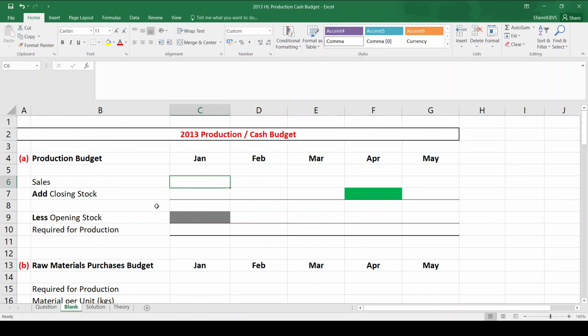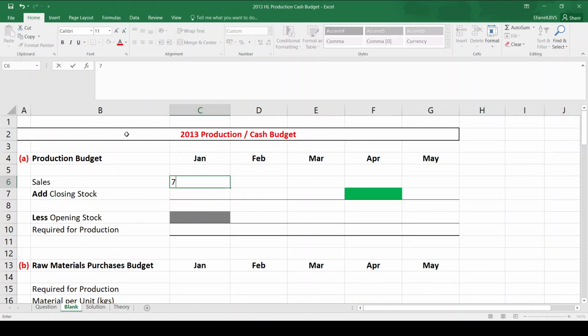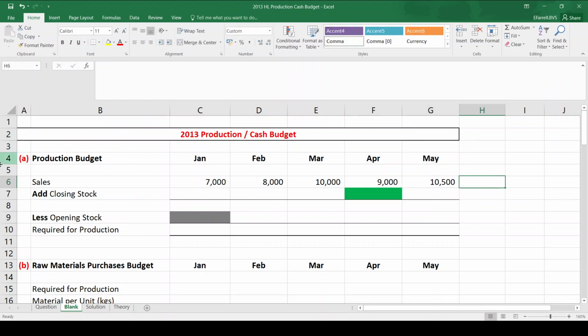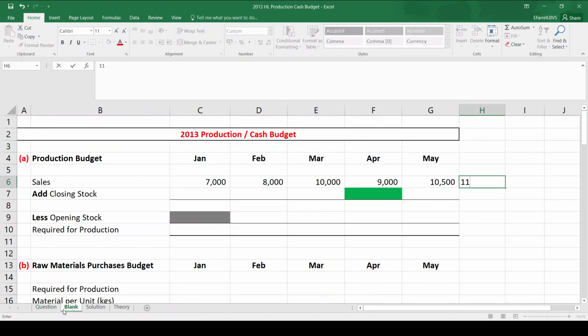So to start off anyway, we are just going to take the sales figures from the question, so the units. And again, we're working in units here in part A, not materials, in units. So I can see January sales were 7,000 units, February 8,000, March 10,000, April 9,000, May 10,500, and we don't need a column for June, but I will put in the June figure, which was 11,000.